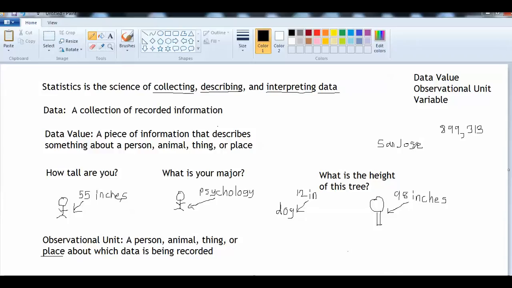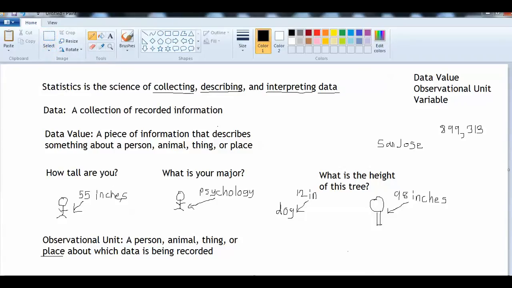So if you asked one of your friends, what grade did you get on your last exam, the number that the person tells you would be a data value, and your friend would be the observational unit, because when you ask your friend what his or her final exam score was, you're collecting data from your friend, which then makes your friend the observational unit. So we know what an observational unit is.